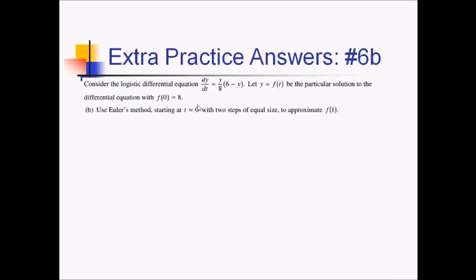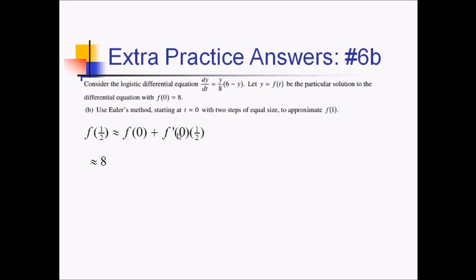For this problem, we're given this differential equation, and we want to figure out, using Euler's method, what f of 1 is. We're starting at t equals 0, and we're given that f of 0 is 8. So to go from 0 to 1 with 2 steps of equal size, we need to go by 0.5s. I'll start by figuring out f of 1/2, or f of 0.5, either way. So that's going to be f of 0 plus f prime of 0 times a step size of 1/2. F of 0, they told us, was 8.